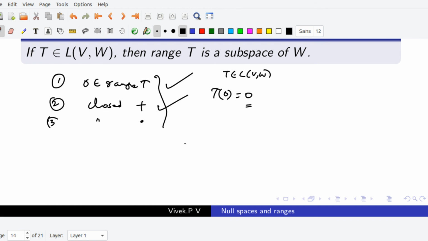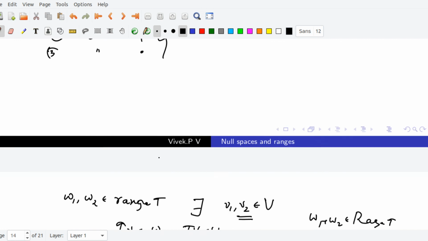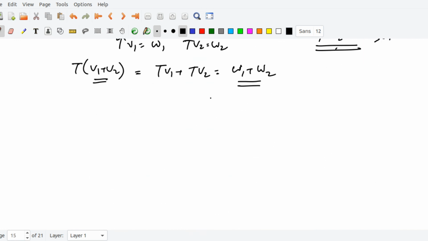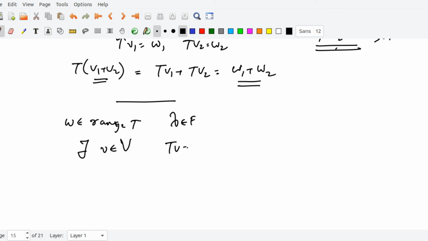The third condition is that we have to prove it's closed under scalar multiplication. That's very easy. Take an arbitrary element W from the range and a scalar lambda element of F. Since W belongs to the range space, there always exists some V in capital V such that T V equal to W. Our aim is to prove lambda W belongs to the range. This is our requirement. Then we can say that it's closed under scalar multiplication.